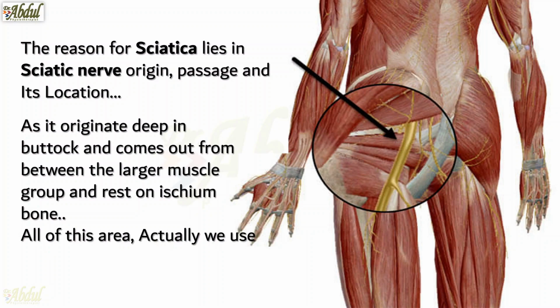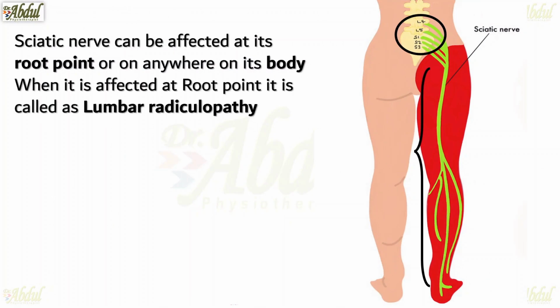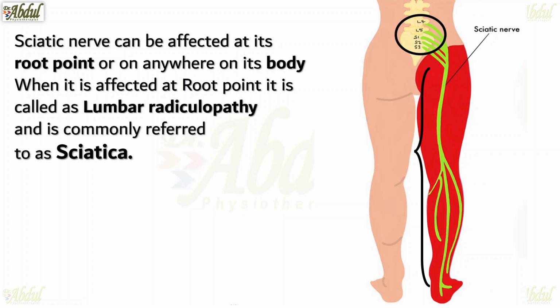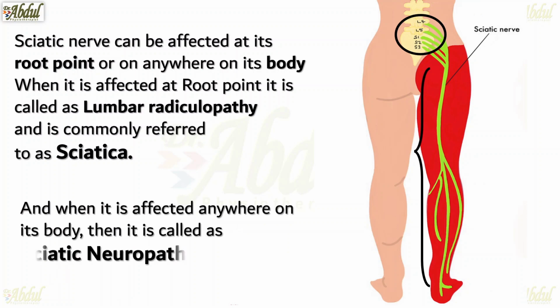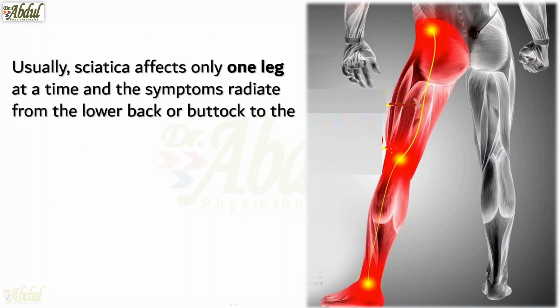All of this area, actually, we use for sitting. The sciatic nerve can be affected at its root point or anywhere on its body. When it is affected at the root point it is called lumbar radiculopathy and is commonly referred to as sciatica. And when it is affected anywhere on its body, then it is called sciatic neuropathy. Usually, sciatica affects only one leg at a time and the symptoms radiate from the lower back or buttock to the thigh and down the leg.